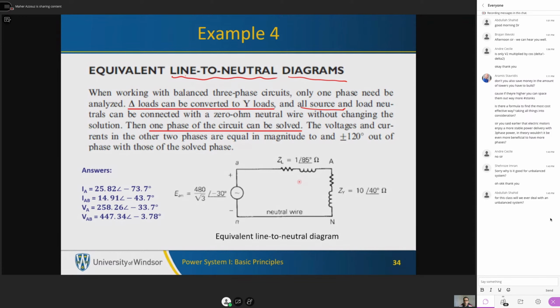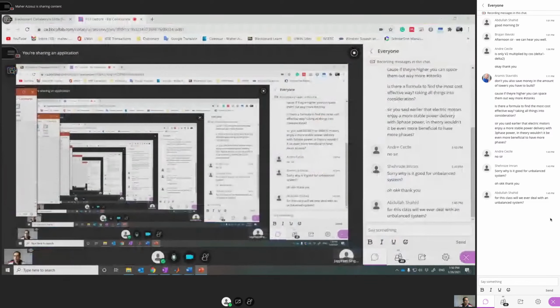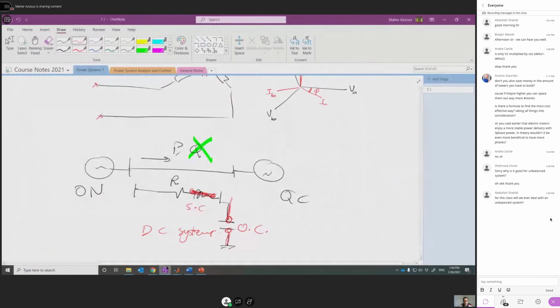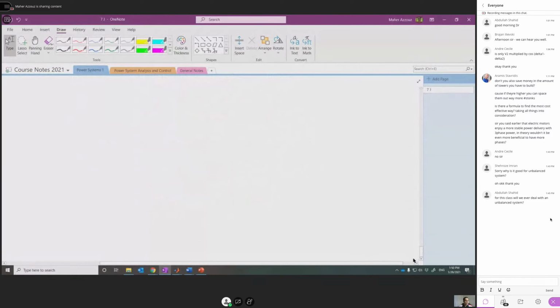So let me solve this problem. I'm going to switch to my notes. Okay, so we have the load. This is ZY, the equivalent star connected impedance, which is 10 with angle 40. The line has an impedance of 1 with angle 85 degrees. And the source here should be line to neutral.